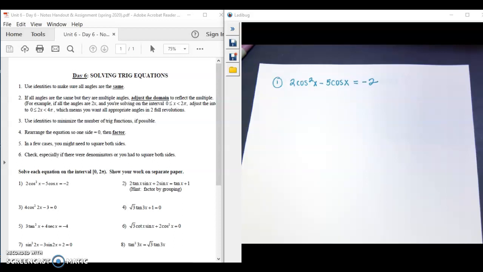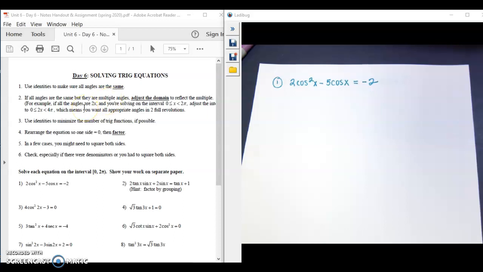So for day 6, we are solving trig equations, like we also did in Unit 5, but these are a little more complicated. Looking at the top, these are the steps we're going to go through. It says use identities to make sure all angles are the same. We're going to have some that have a theta as the angle, and some are going to have like 3 theta. In order to factor and solve, they all have to have the same theta value or x value. You can't have one with 3x and one with x.